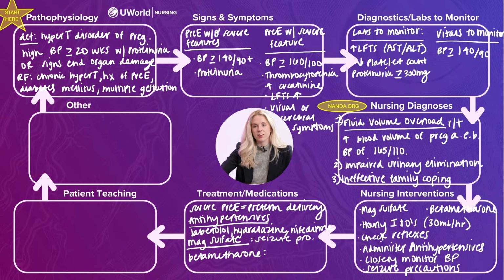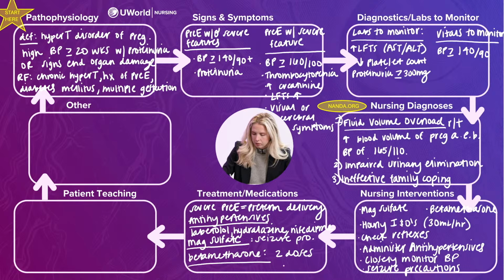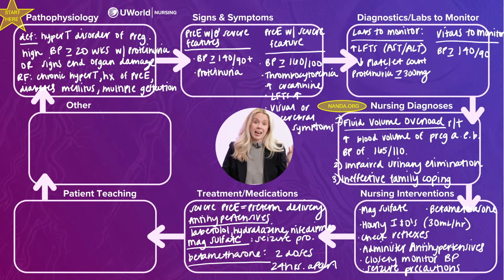How we give this is via IM injection to the maternal client, and we give it in 2 doses. Now, ideally, we're going to give this 24 hours apart. Unfortunately, sometimes things get so severe so quickly that we don't get a full 24 hours in between doses. In that case, we would give it 12 hours apart or whatever the provider orders. So 2 doses, 24 hours apart, and then a little note in our heads, ideally 24 hours apart.